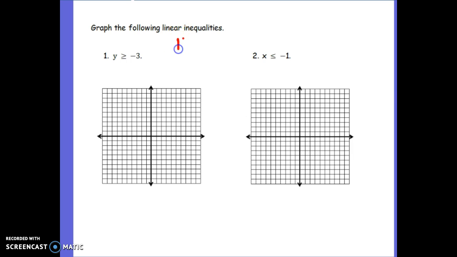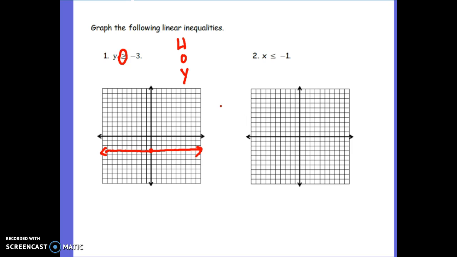Okay, so number 1 tells me that y is greater than or equal to negative 3. So it's a horizontal line. We're going to go to y at negative 3, and we're going to make a horizontal line. But because it's greater than or equal to, it means we're going to make a solid horizontal line.